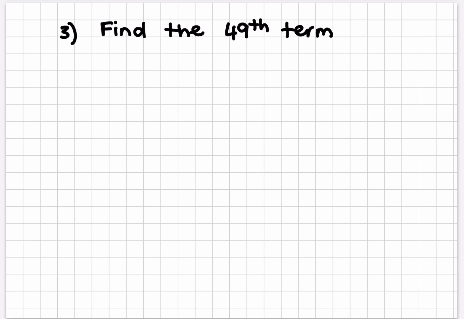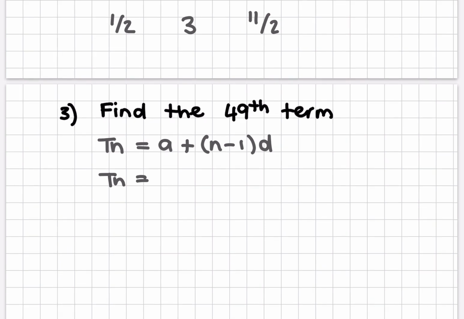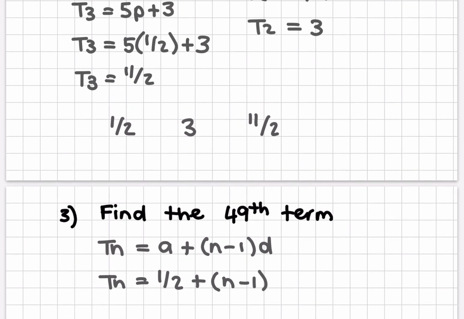Now we don't have the formula for the general term, so I would suggest let's find that first. So we're going to say Tn is equal to a plus (n minus 1)d. So now we can see that the first term is equal to a half, and our constant difference, how do we get from here to here? We're adding 2.5, which is the same as 5 over 2. So that is our constant difference now.